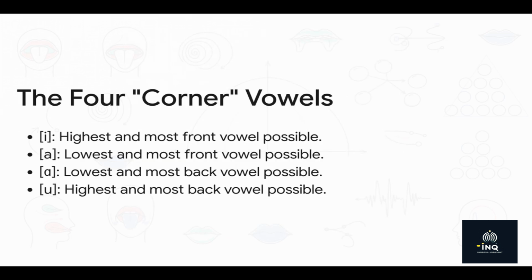Now, the 4 vowels at the corners of our map, these are special. They are the absolute extremes. These are defined as the most extreme sounds you can possibly make before your airflow gets blocked and the sound turns into a consonant. So E is as high in front as you can go, I is as low in front, A is low in back, and U is as high in back as you can get. These are the absolute boundaries of human vowel production.